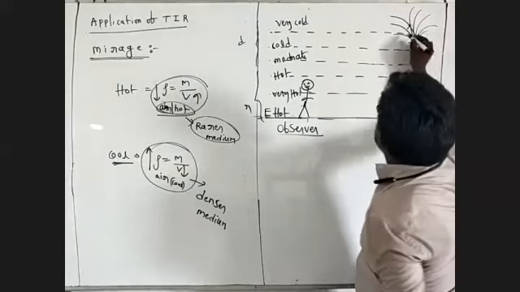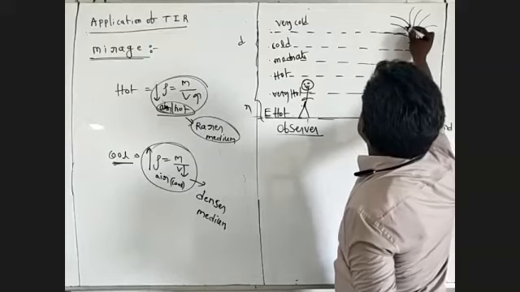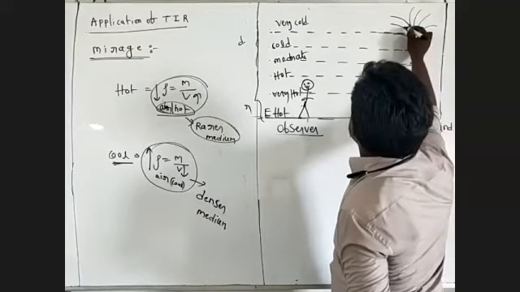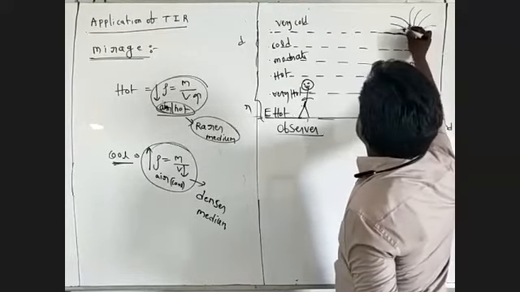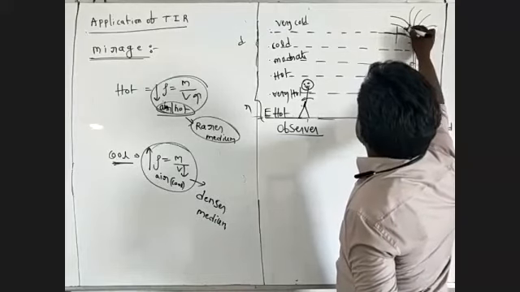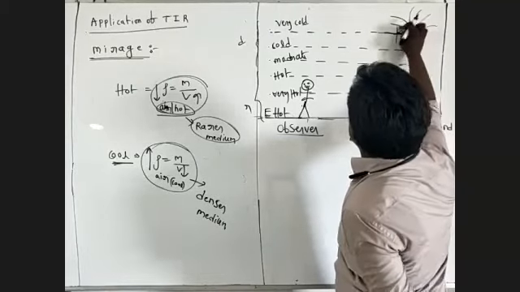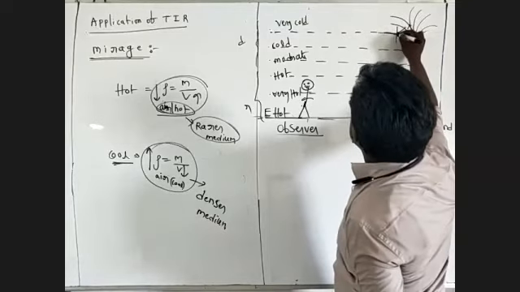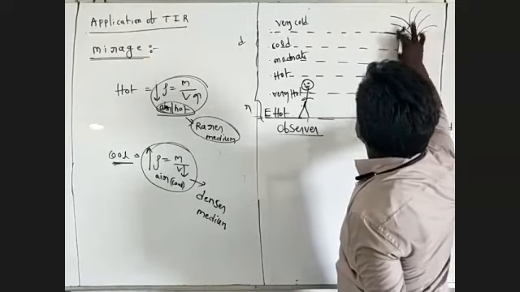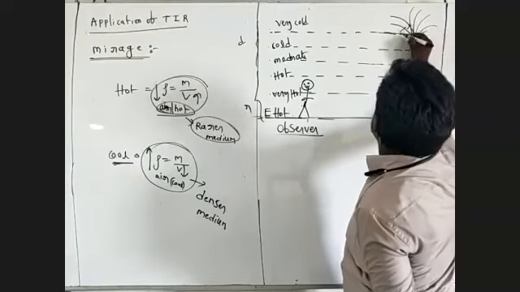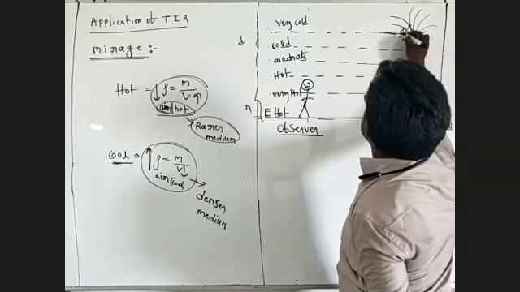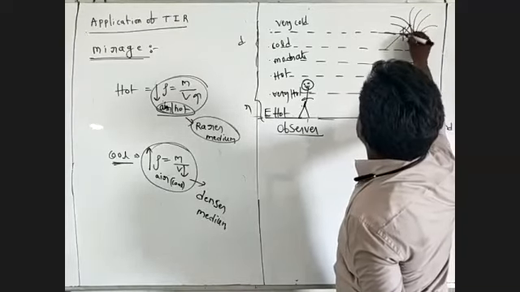This is a light ray. This is a normal line. Light travels. This is a denser medium, this is a rarer medium. Let's see what will happen in this situation. I'm going to draw here. Light travels from the denser medium to the rarer medium.